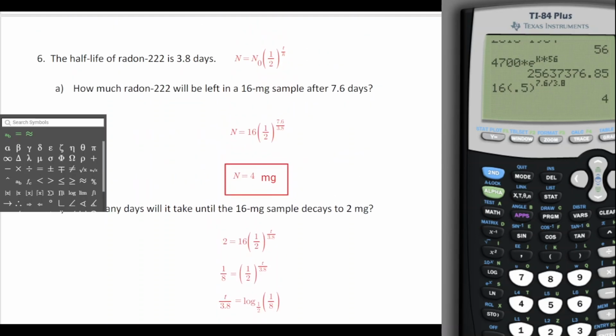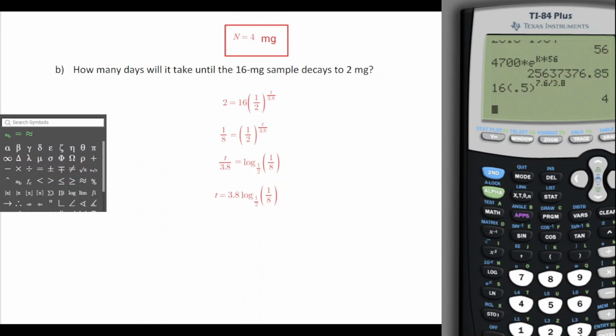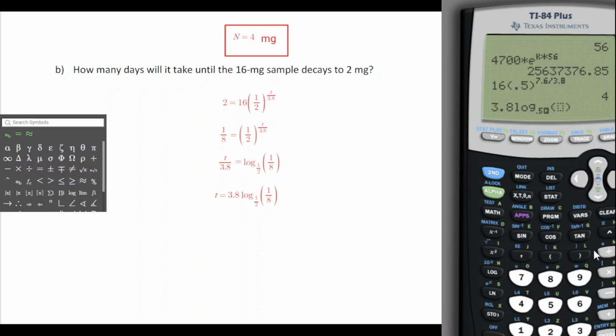Now, I'm expecting 3 half-lives here. So 2 half-lives of 7.6, 3 would be 11.4. So let's see if I know what I'm talking about here. 3.8 times log base 1/2 of 1/8. All right, moment of truth, 11.4. Yep. So we're going to say t is 11.4, so 11.4 days.